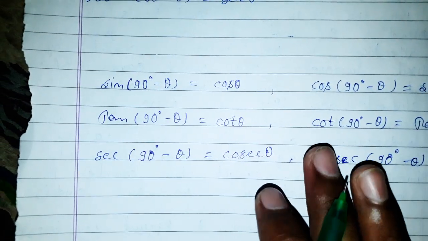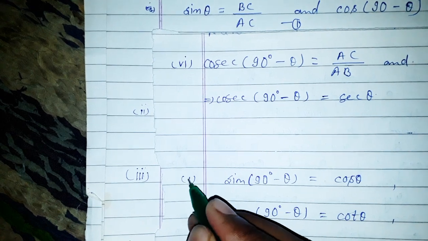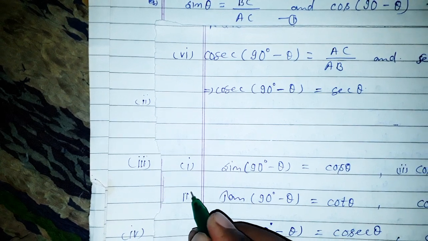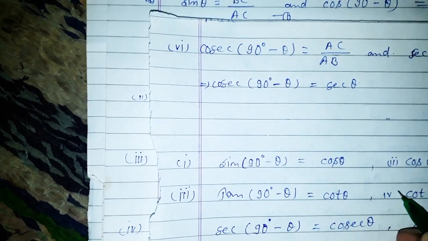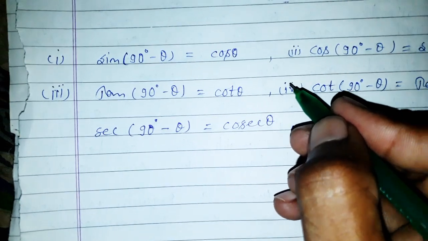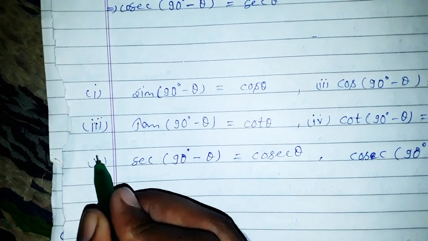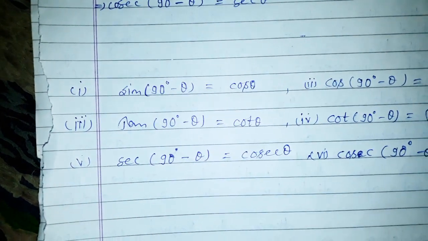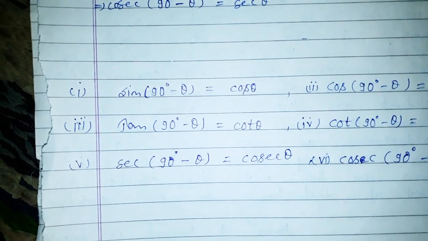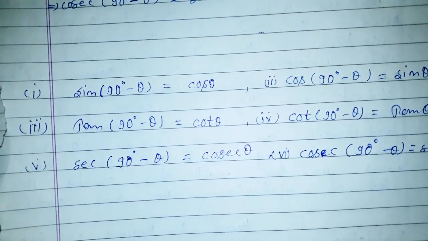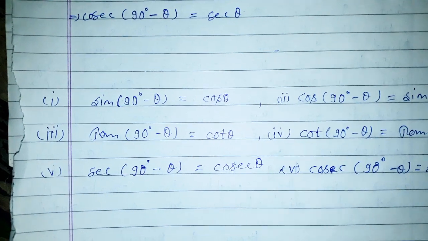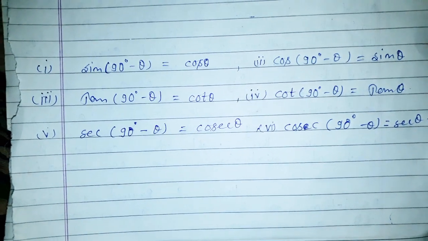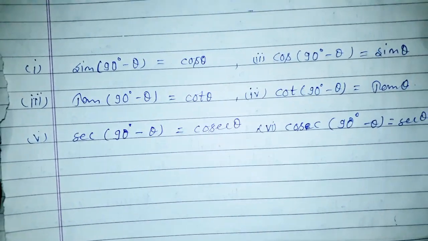So these are the 6 formulae: first, second, third, fourth, fifth, and this is the sixth. These formulas are used in exercise 8.3. So these formulas should be learned and remembered.